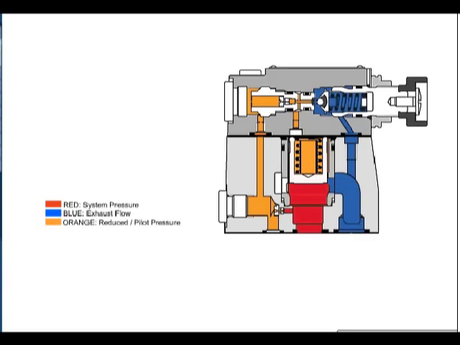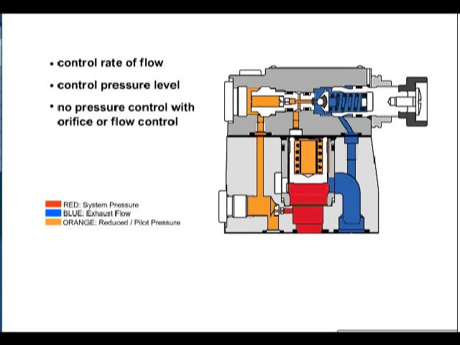The primary concern in fluid power circuits is to either control the rate of flow or the pressure level. One misconception has been that pressure may be controlled with an orifice or flow control device. This is never accomplished with any degree of accuracy. For accurate control of force, 6 types of pressure controls have been developed.